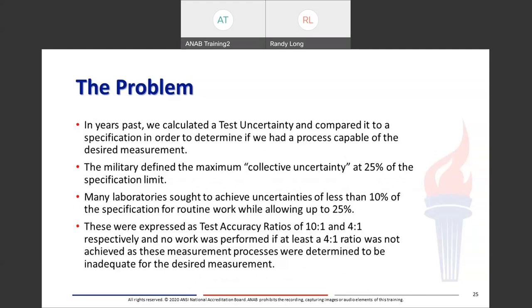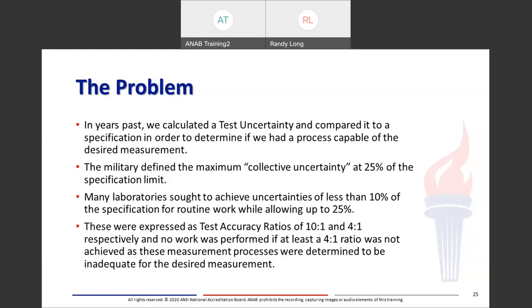In years past, we calculated a test uncertainty and compared it to a specification in order to determine if we had a process capable of the desired measurement. The military defined as the maximum collective uncertainty 25% of the specification limit. Many laboratories back in the day sought to achieve uncertainties of less than 10% of the specification for routine work while allowing up to 25%.